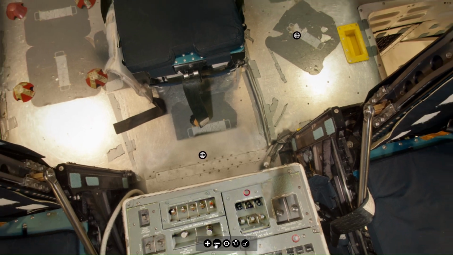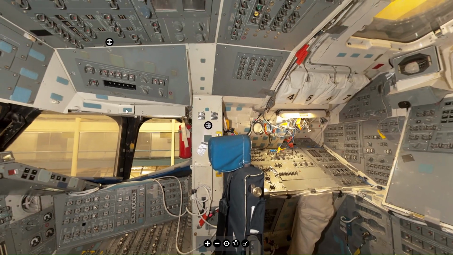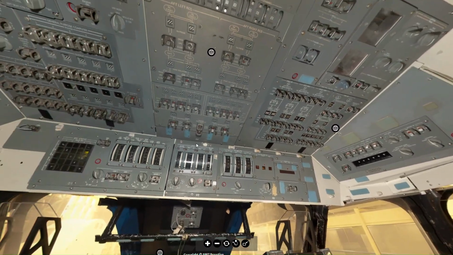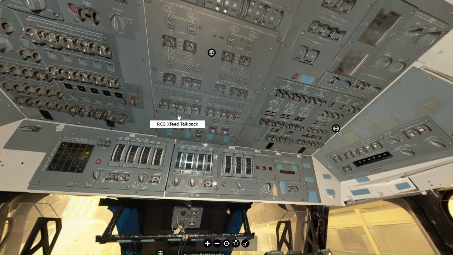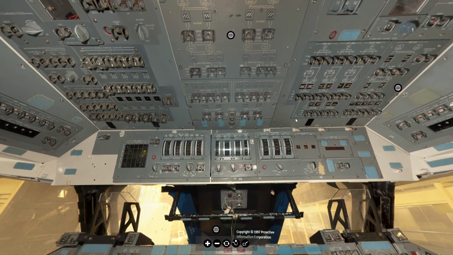You're flying the space shuttle and you notice that the propellant is gone on one side of the reaction control system. And now you've got to move the propellant. What are you going to do? How are you going to do that?